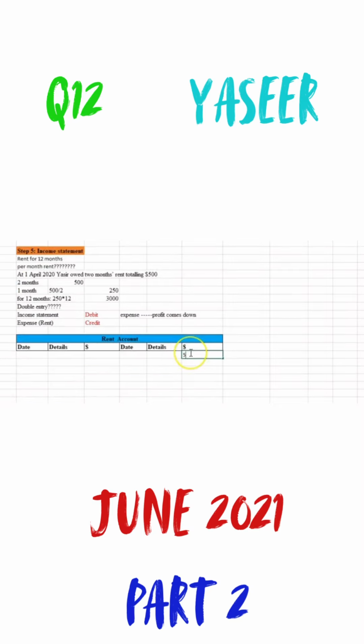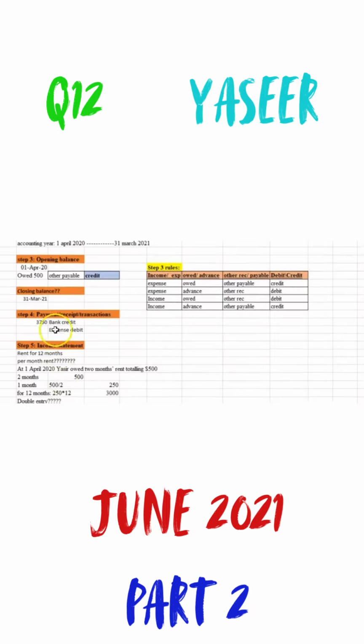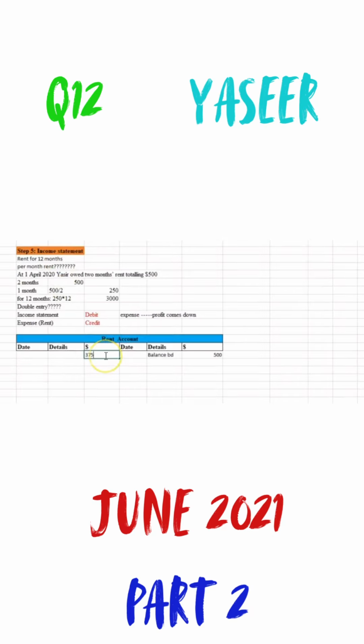Now we can make the rent account. We start with the opening balance. The balance BD on credit side is 500. There is no closing balance, so we cannot post this yet. Then we have bank in step 4. We have a payment of 3,750. As already discussed, the rent account would be debited by this amount, so we debit the account by 3,750.